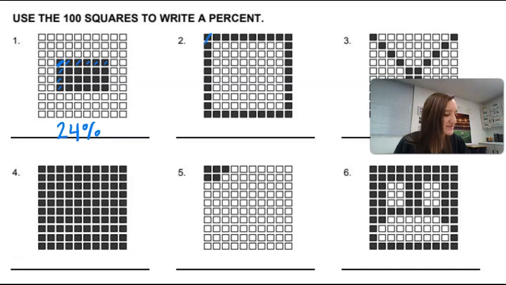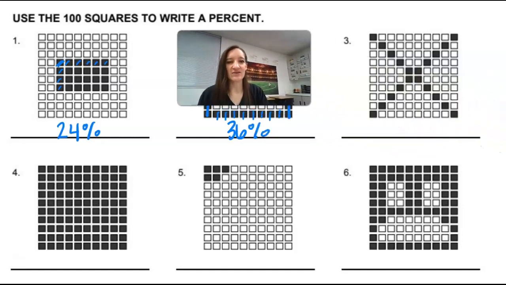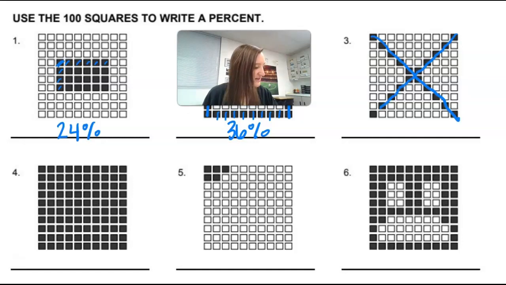This one we've got 10. 1, 2, 3, 4, 5, 6, 9, 10. Another 10, so there's 20. 21, 22, 23, 24, 25, 26, 27, 28, 29, 30, 31, 32, 33, 34, 35, 36. 36% of those are black. And over here, we've got probably 10 this way. 1, 2, 3, 4, 5, 6, 7, 8, 9, 10 that way. So we got 20% there.